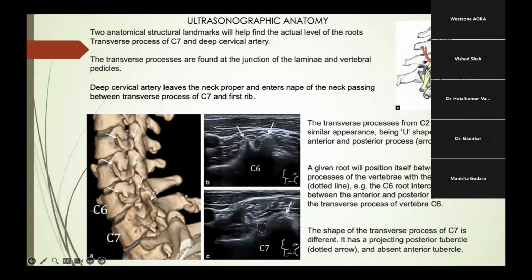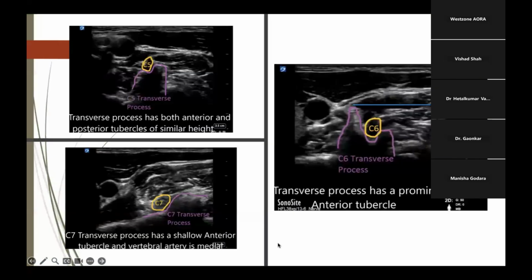We can make this out from the ultrasound image depicting the different transverse processes which we have captured at our institute. Here it is C5, the transverse process having posterior tubercles of similar height, whereas this is C6, the transverse process having the prominent anterior tubercle, the Chassaignac tubercle, whereas the C7 transverse process has a shallow anterior tubercle and the vertebral artery is medial to it.